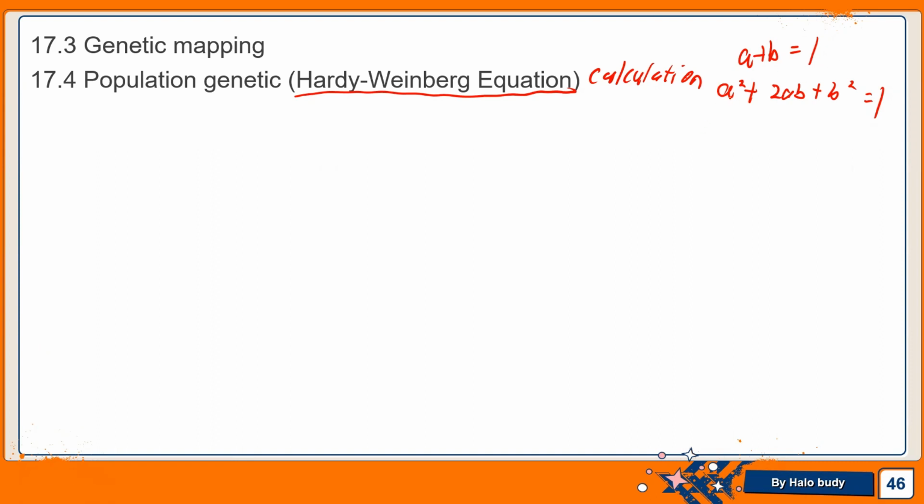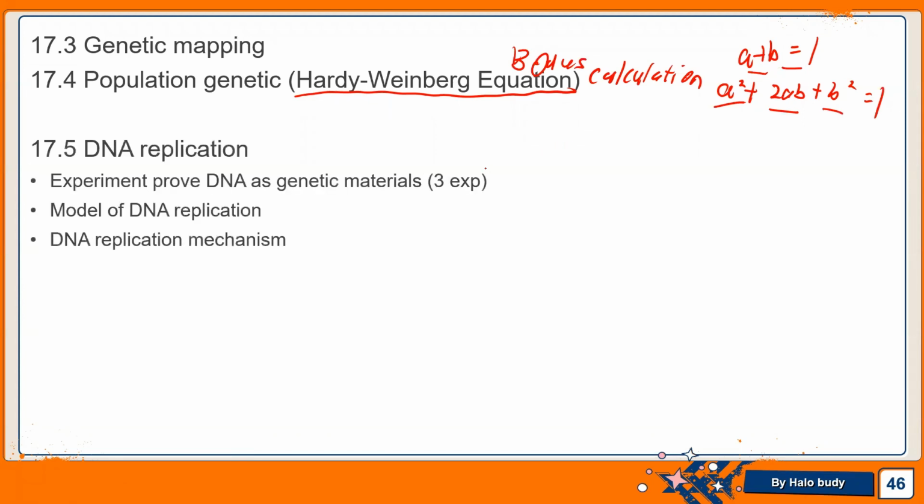A plus B equals 1. A square plus 2AB plus B square equals 1. You just have to know what is A, what is B, and also what is A square, what is 2AB, and what is B square. You have to know that. If you already know, then you can do this calculation. Easy. It's a bonus to you if it comes out. You're lucky.